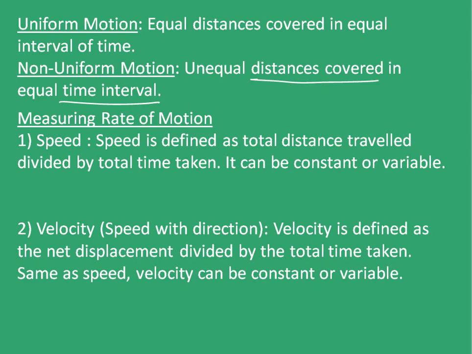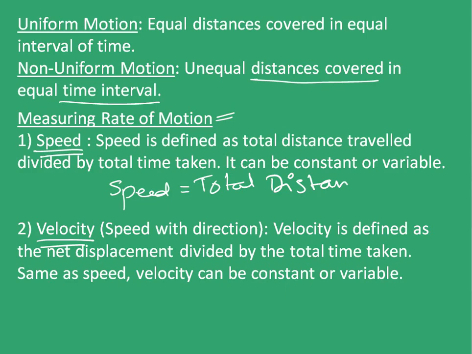Now, measuring rate of motion. To measure rate of motion, two quantities are used, namely speed and velocity. Speed is defined as the total distance traveled divided by total time taken. It can be constant or variable. So, speed is total distance divided by total time.